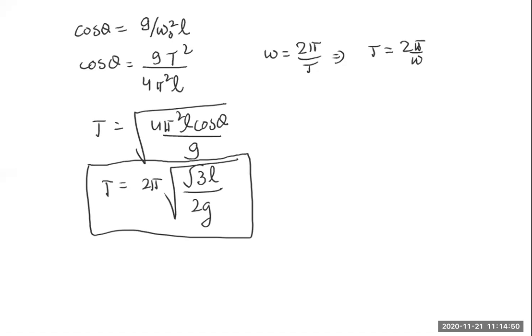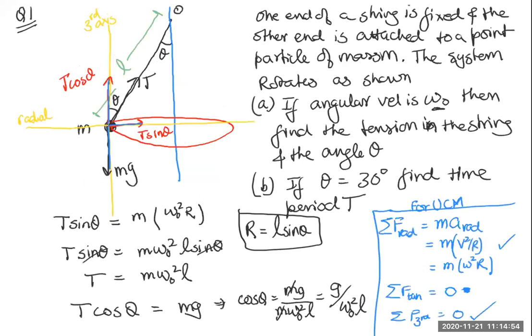Yes, yes, yes. I think somewhere or the other somebody would have told you the time period of a pendulum. Time period of a pendulum. I think it must have come up somewhere, either in 10th class or 11th class. T is equal to 2 pi root L by g.